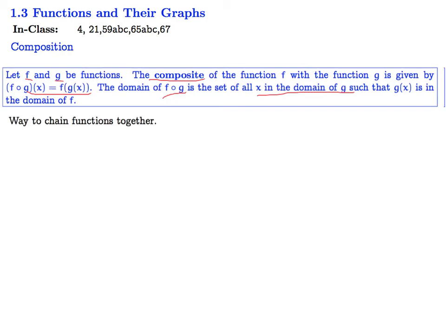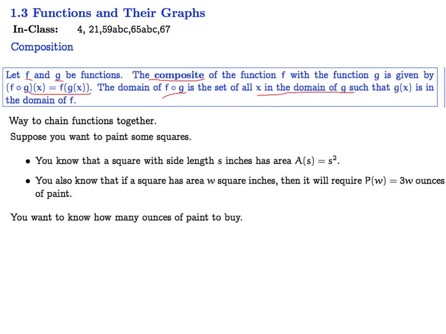And what you hopefully see from the example is that this is just a fancy way to chain two functions together to get one function in the end. So suppose you get the idea that you're going to go and paint some squares. You've got some squares, they need to be painted. So you know two things. You know that a square with side length s inches has area a of s equals s squared, because, well, they're squares after all. And you also know that if a square has area w square inches, then the function p of w equals 3w tells you how many ounces of paint you're going to need. And you want to know how many ounces of paint to buy based on how big your square is.